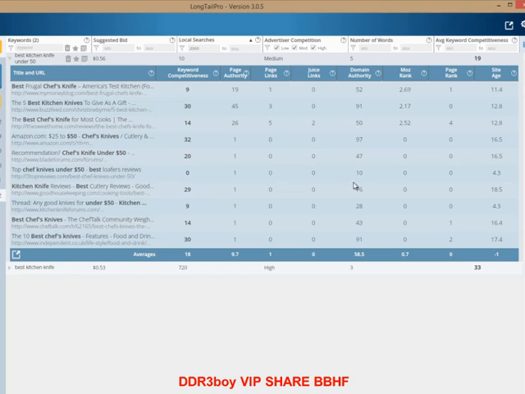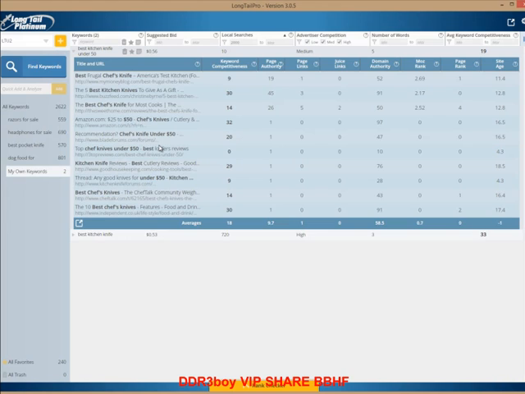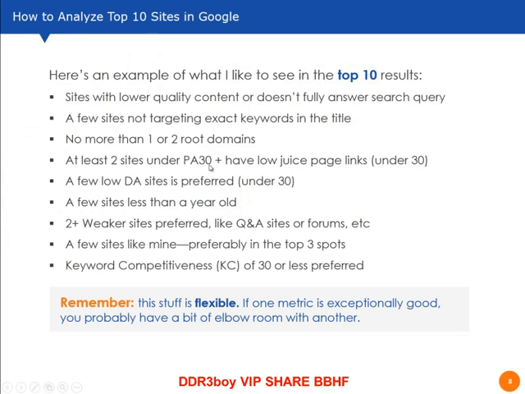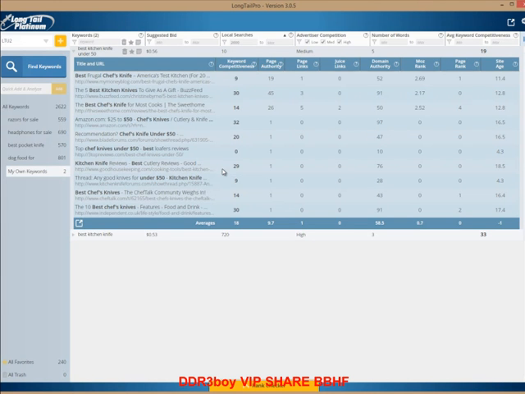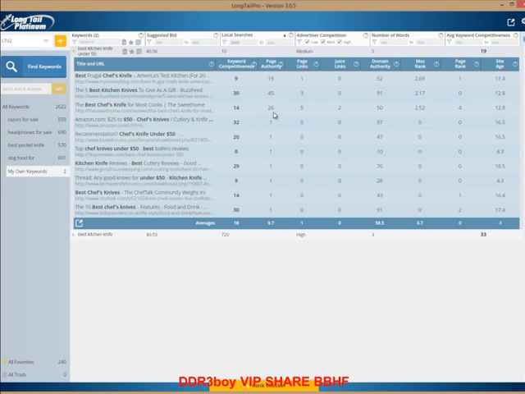3topreviews.com has a domain authority of 10, and this Kitchen Knife Forums has a domain authority of 28. So very low domain authority. 1 or 2 root domains. I'm not seeing any root domains. Let me just double check that that's correct. 2 sites with a page authority of 30 and low juice page links. Let's do that again. Page authority. So again, a lot of these don't even have a page authority assigned, so we need to look at the domain authority and put that in half.